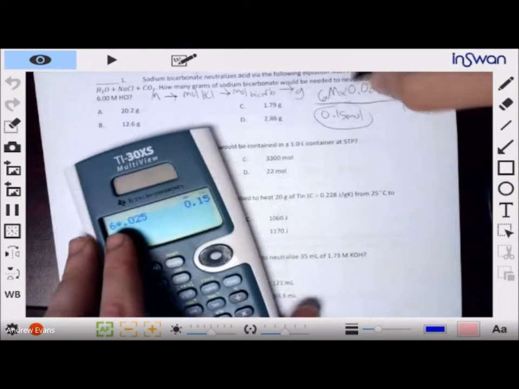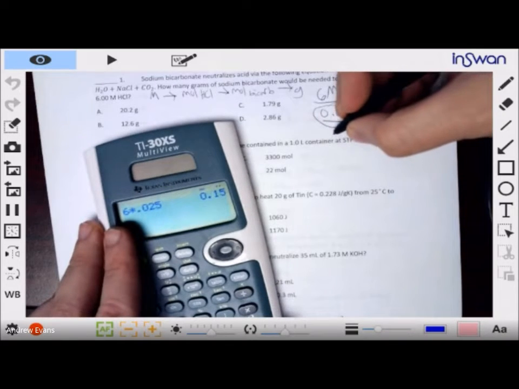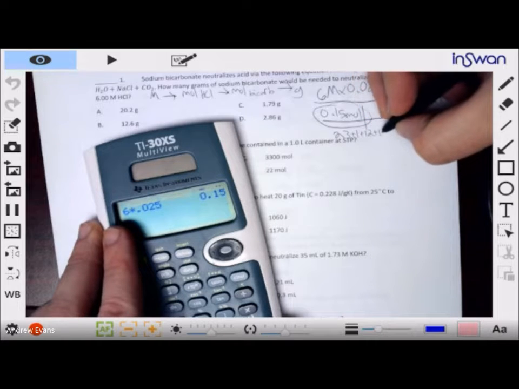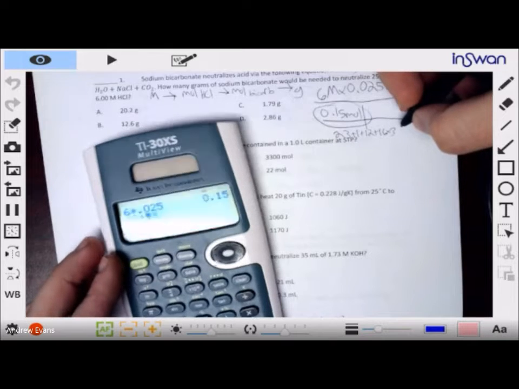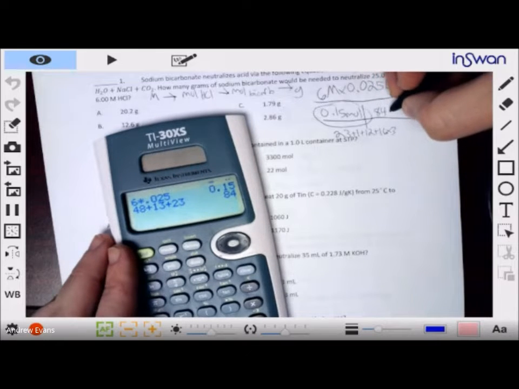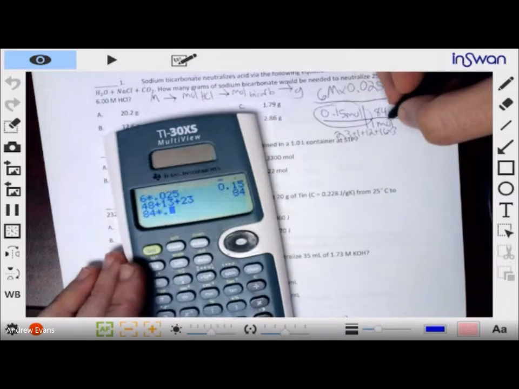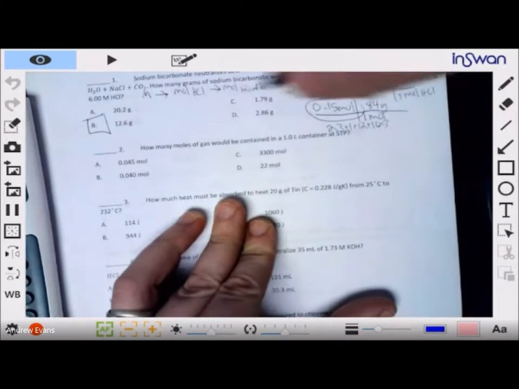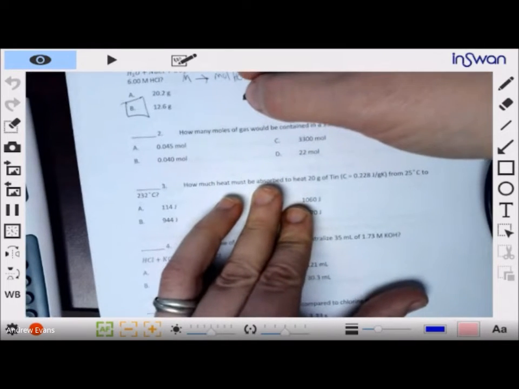Okay. Next step is to use the molar mass to find the grams of bicarbonate. Sodium is 23. Hydrogen is 1. Carbon is 12. Oxygen is 16. There's 3 of them. So 48 plus 13 plus 23, molar mass of 84 grams per 1 mole. 84 times 0.15 is 12.6. So first answer is B. B was used a lot. You will see a lot of B's.